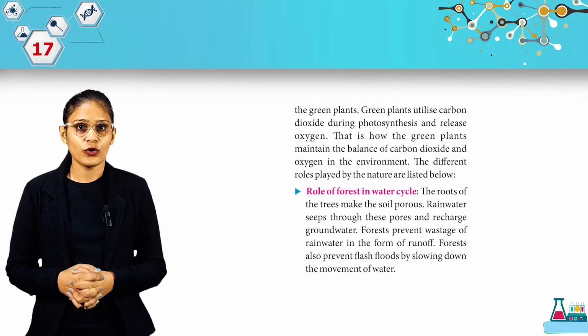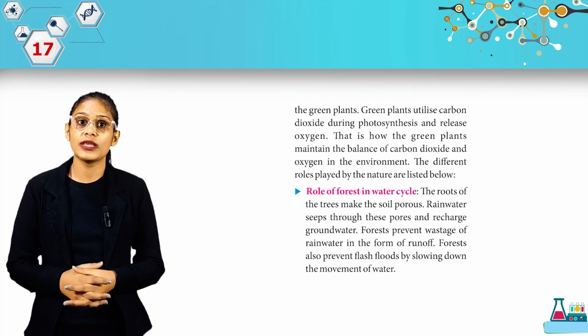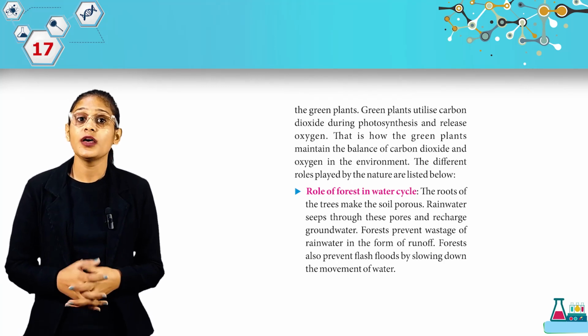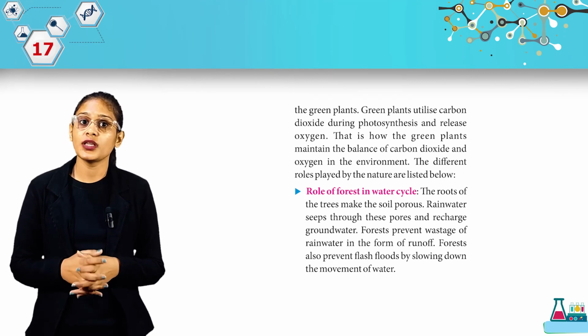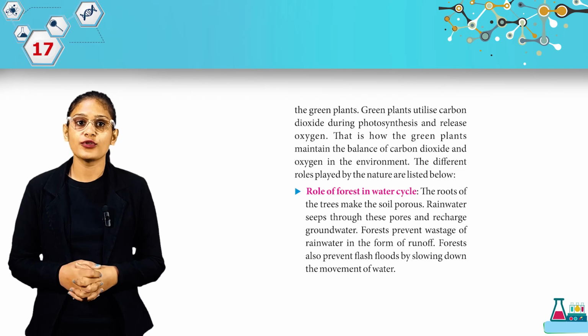Roles of forest in water cycle. The roots of the trees make the soil porous. Rainwater seeps through these pores and recharge groundwater. Forests prevent wastage of rainwater in the form of runoff. Forests also prevent flash floods by slowing down the movement of water.